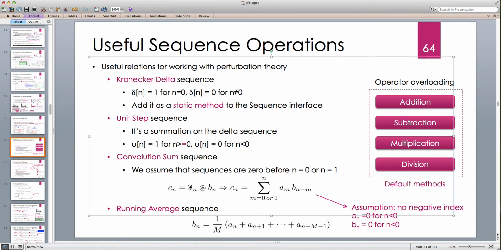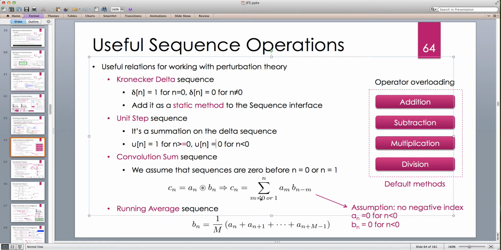And then we said that the convolution sum of the sequences is defined based on am bn minus m, and we're summing over m. So n is fixed here, it is the index of the cn sequence, and m is changing. And we can assume that an and bn sequences are 0 for n less than 0.